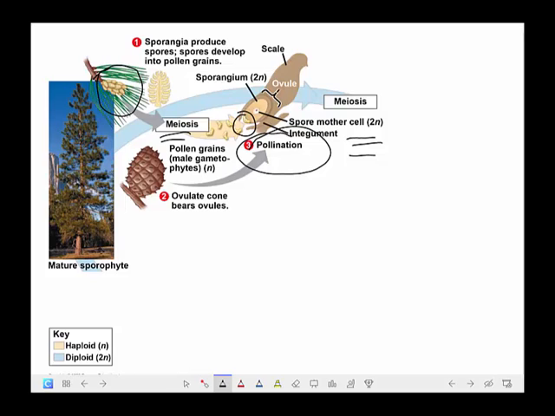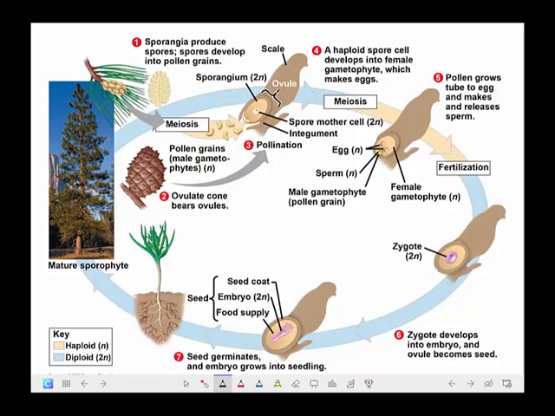So after pollination has occurred, in other words, in the early spring of the first year, meiosis takes place within the female sporangium and develops into a spore, which develops into a female gametophyte. And within the young pine cones, there is a female gametophyte, which does what female gametophytes do.